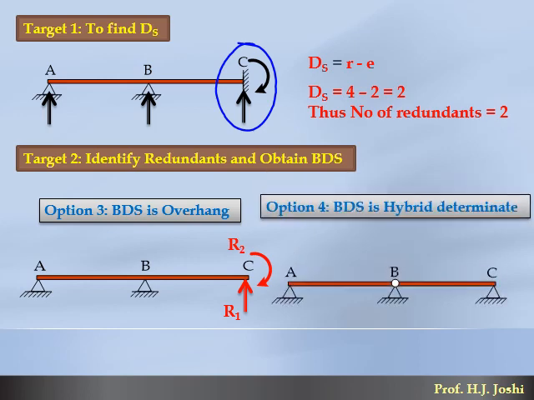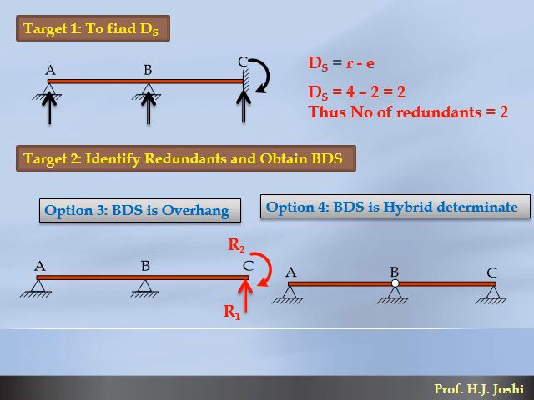And finally, if I wish to make my redundants internal moments, so if I want to select internal moments as my redundant forces, then I have to insert a pin, because we know that in any continuous or rigid structure, if we insert a pin, the internal moment at that point will be released.